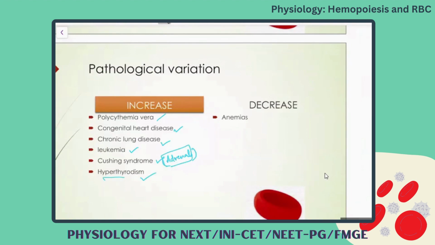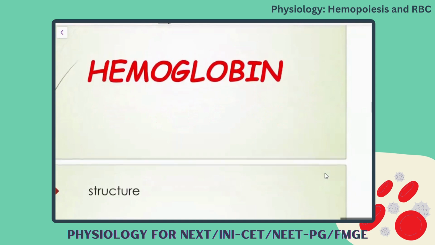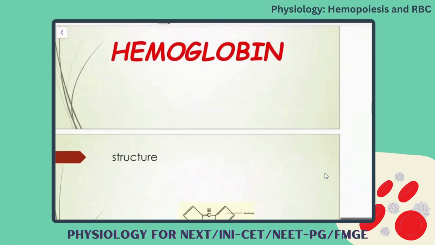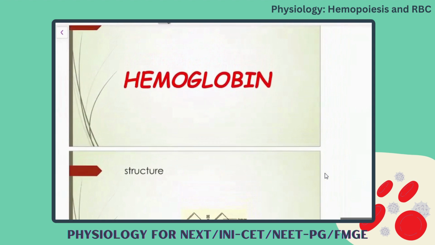If there is an increase of thyroid hormone, that also gives a more positive signal for erythropoiesis, resulting in an increase of RBC. Okay. And a decrease of RBC, you will consider as anemia. And now coming to the hemoglobin. Hemoglobin is the red color pigment which is giving red color to the blood.